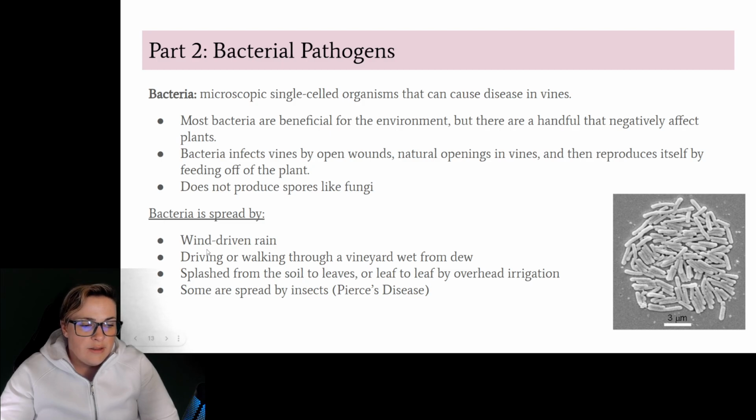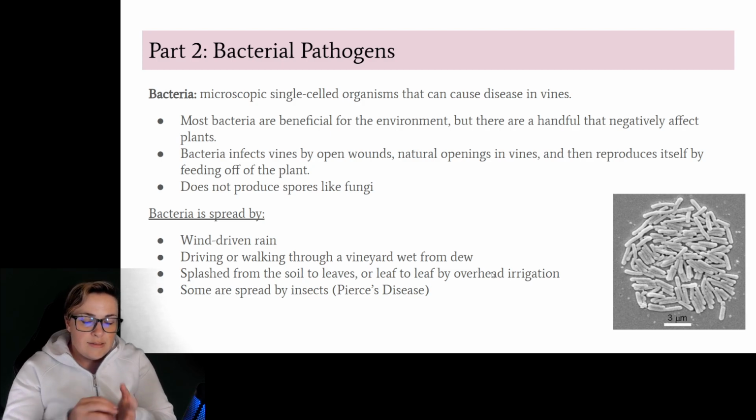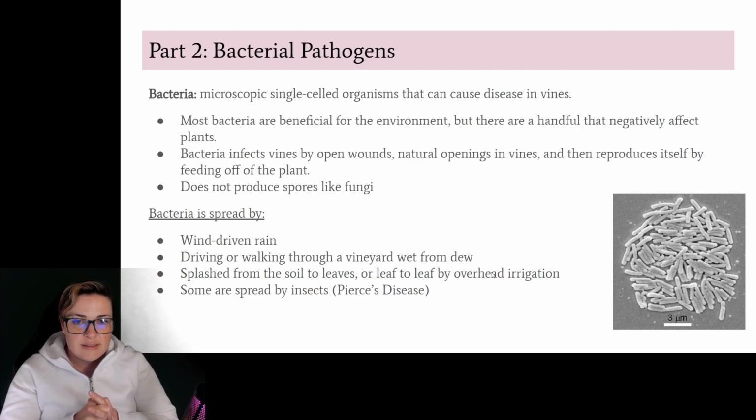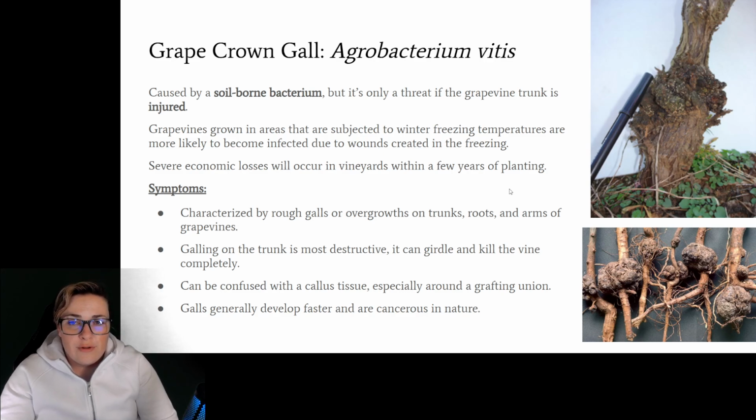So wind-driven rain, driving or walking through a vineyard wet from dew. It can be splash from the soil to leaves, or leaf to leaf by overhead irrigation. And some are also spread by insects. So Pierce's disease is an example of this. Insects that like to suck sap out of the leaves of plants, they're like the mosquitoes of plants, I guess, would carry this bacterium, and then as they eat from plant to plant, they spread that bacteria. So that can become a huge issue as well. And that's why citrus trees are such a problem in California, because of the spread of Pierce's disease. But we'll talk about that in a second.